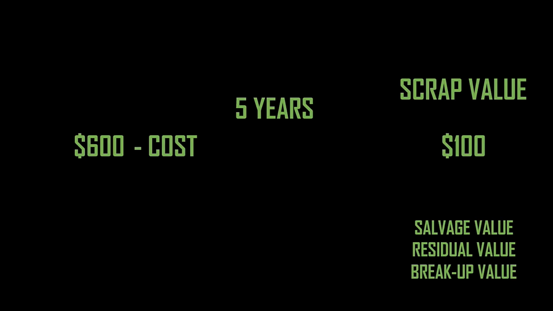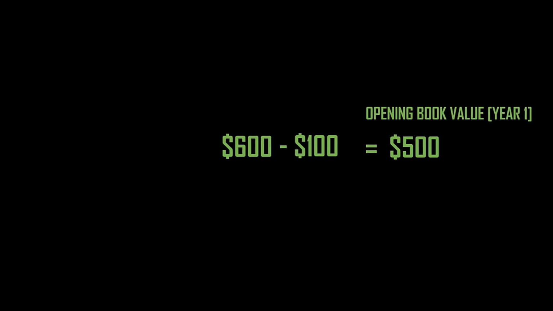There's another concept I'd like to introduce over here. That is, if you deduct 100 from 600, that is scrap value from the cost, you will get $500. That $500 is going to be the opening book value for the first year. Year 1 book value is the value you have that can be depreciated. I will discuss more on the book value later.